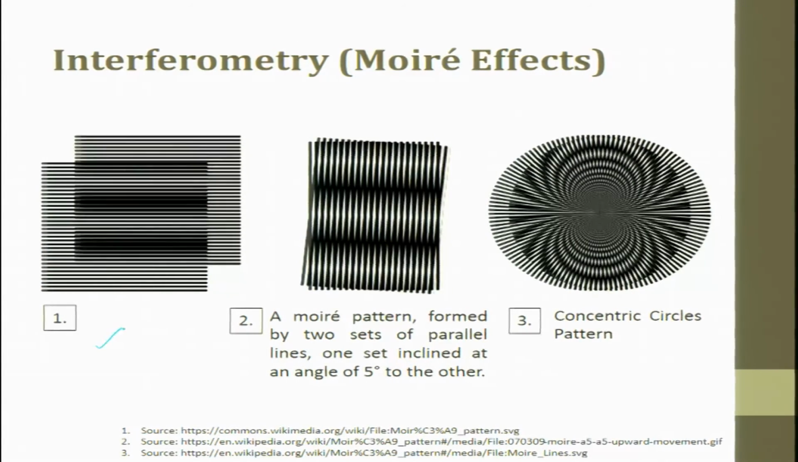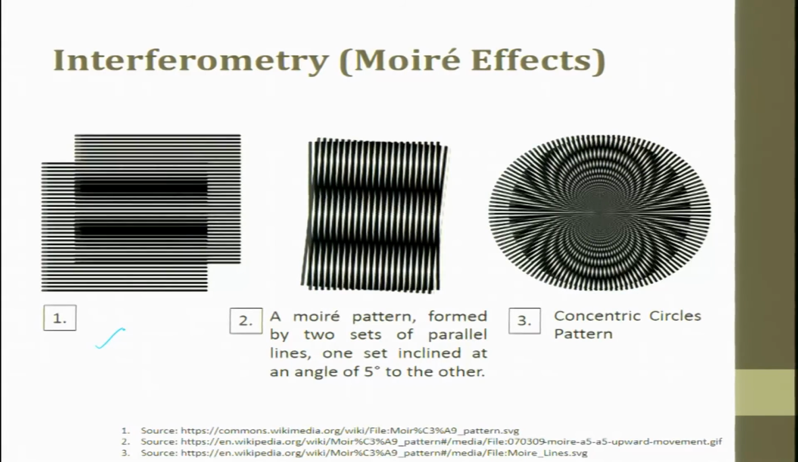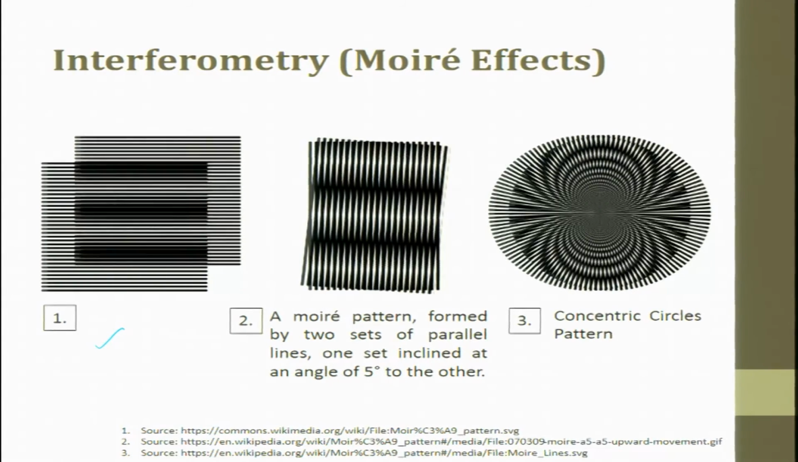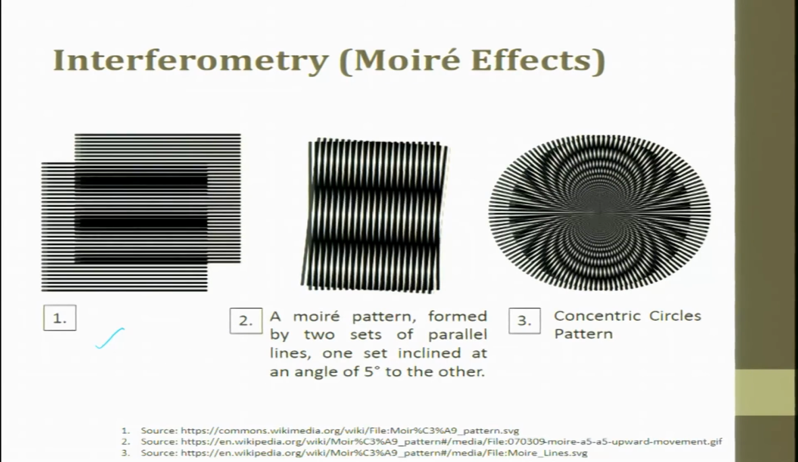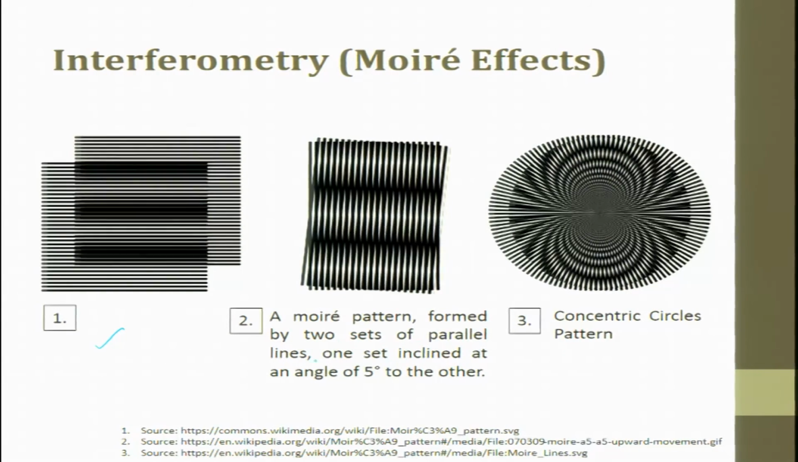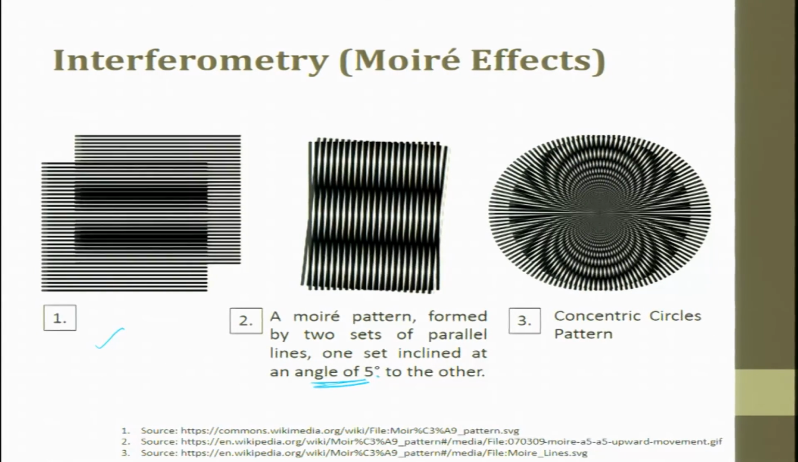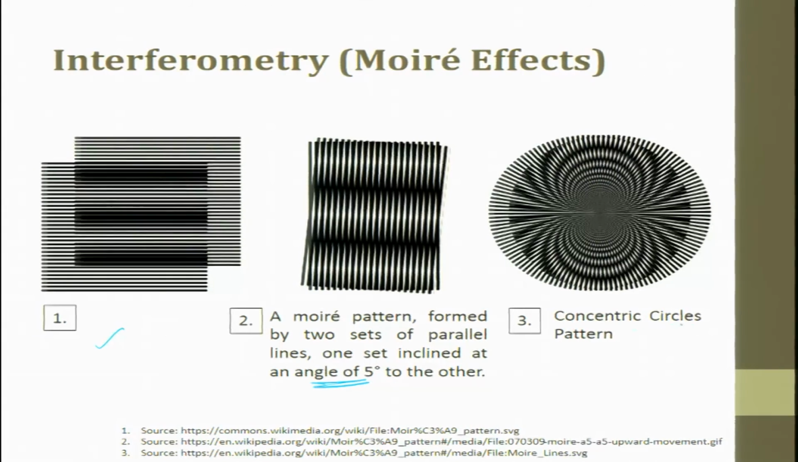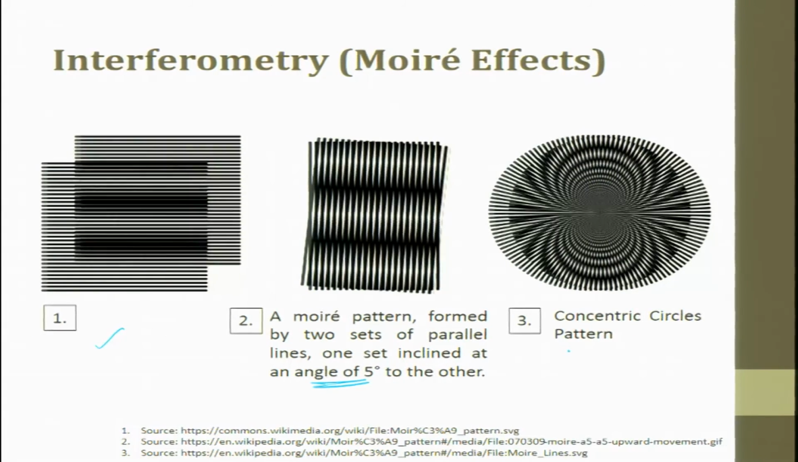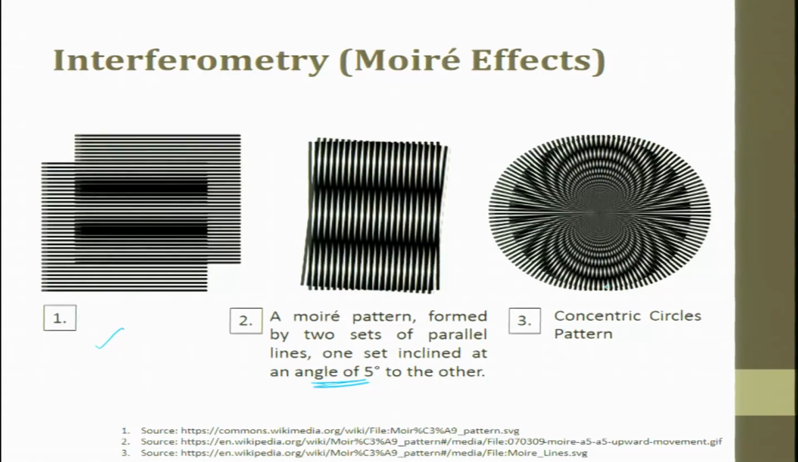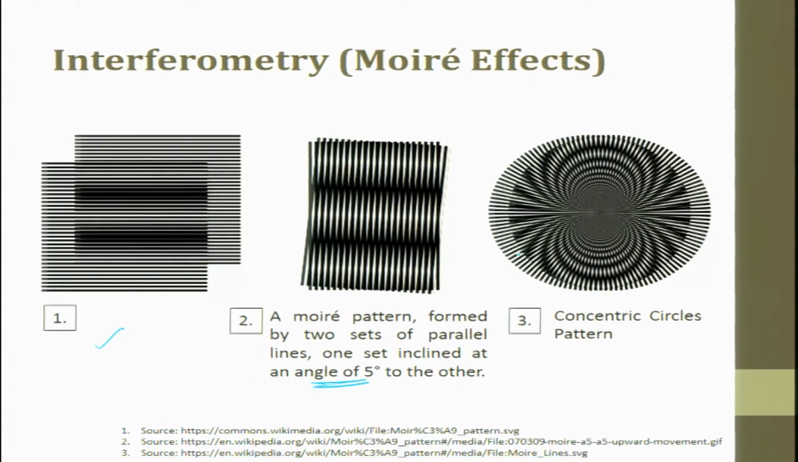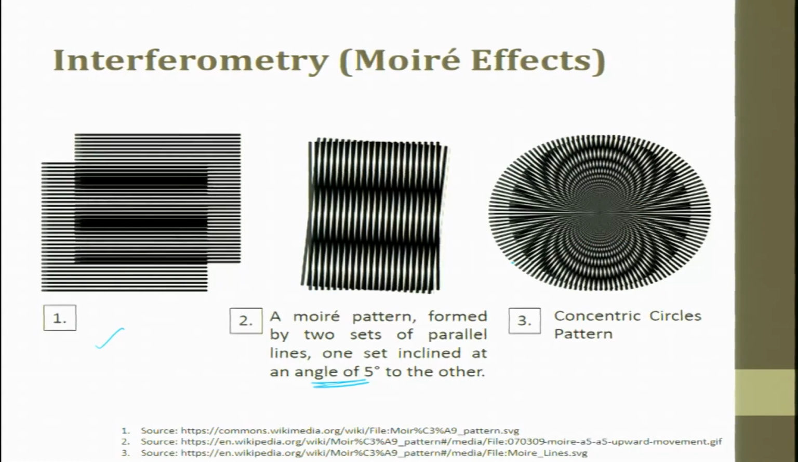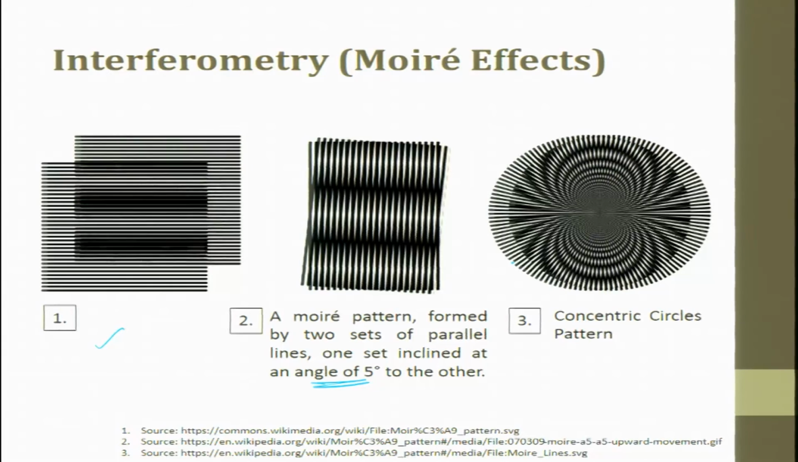This is a typical Moire fringe pattern. You can see as and when I move, the patterns change. A Moire fringe pattern from two sets of lines angled at 5 degrees. This is a concentric circle pattern. You can see that the concentric patterns keep growing, and when you take the image of it, from the image you can correlate and find out the 3D object.